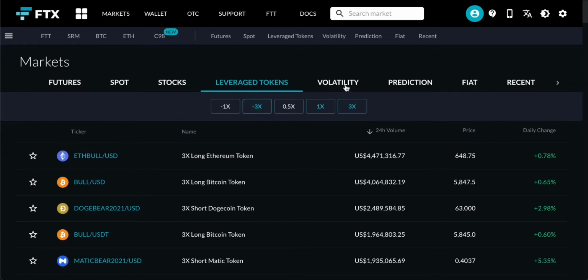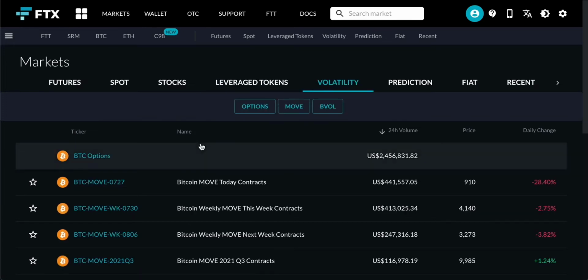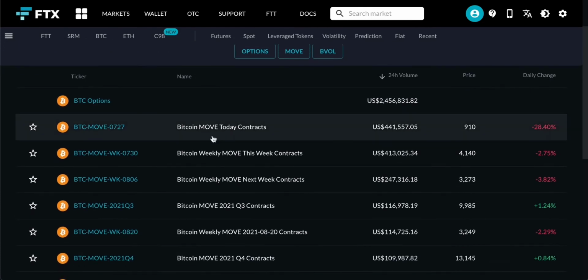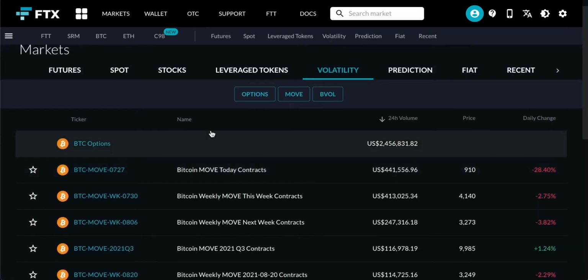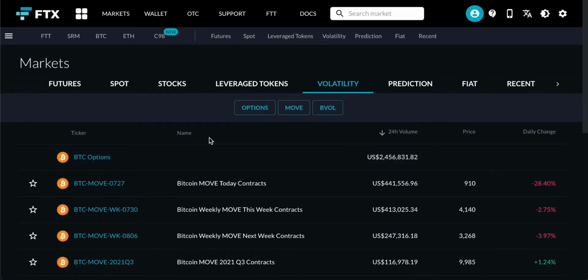There are also volatility markets on FTX. So rather than trading an actual price move, you're trading volatility itself. So if you think Bitcoin is going to become more volatile, you may want to trade a volatility market, which will go up and down depending on how volatile the price is, not actually the price move itself. Learning how to trade these markets is for a separate video.